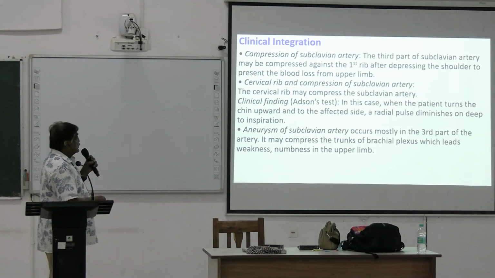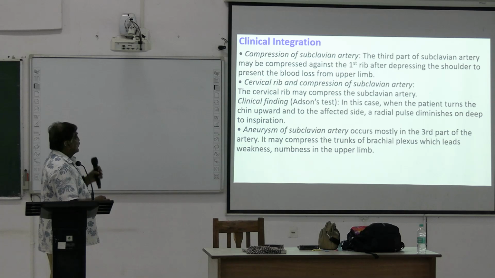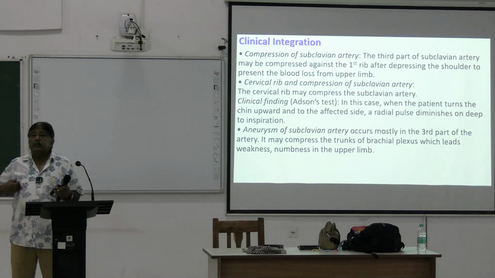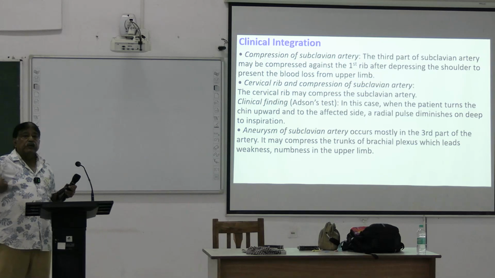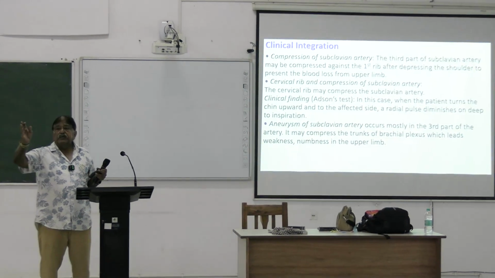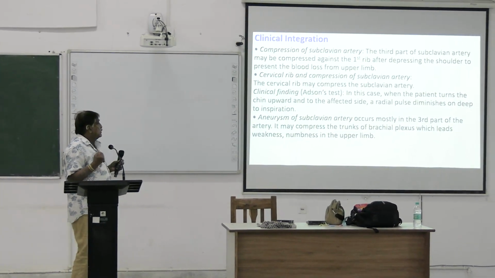Aneurysm of the subclavian artery occurs mostly in the third part of the artery. It may compress the trunk of the brachial plexus, which leads to weakness and numbness in the upper limb. Now, in an aneurysm in the axilla, the patient will come with a complaint of numbness and weakness in the upper limb.